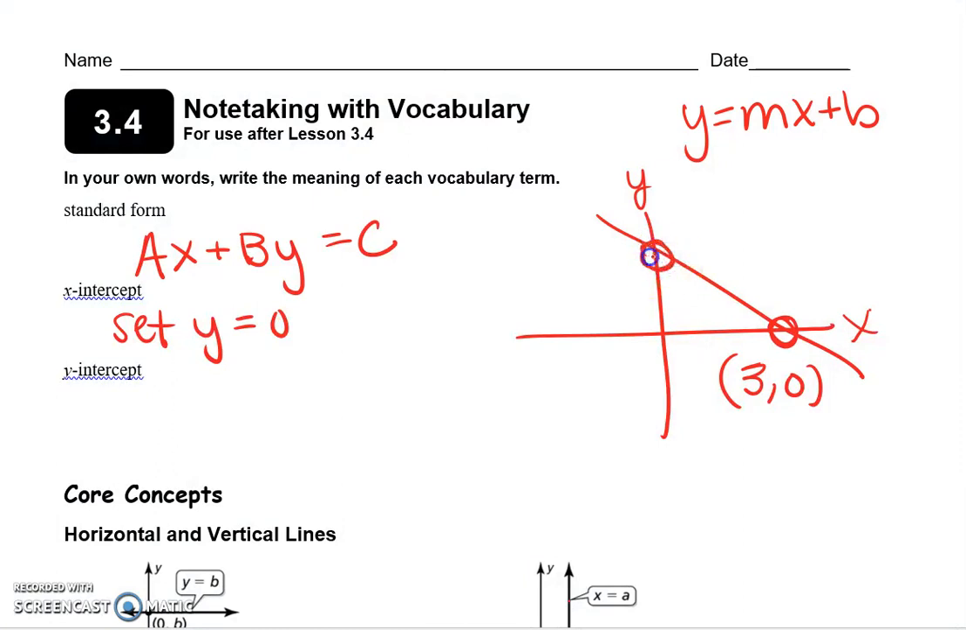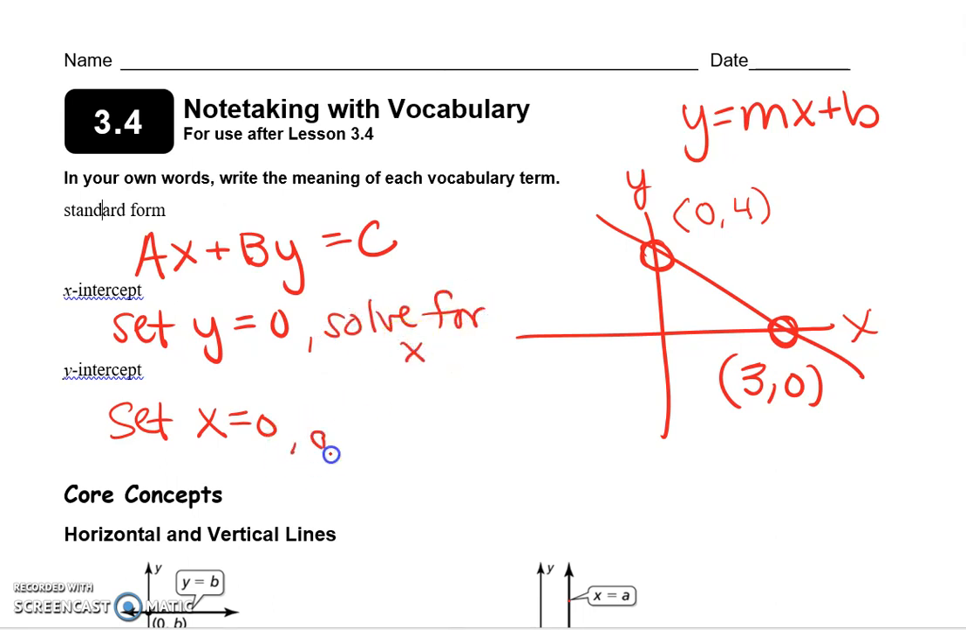To find your y-intercept, which is the point 0, 4 or whatever, you set your x equal to 0. Up here you solve for x. Down here you solve for y. And that is how you find your x and your y intercepts.